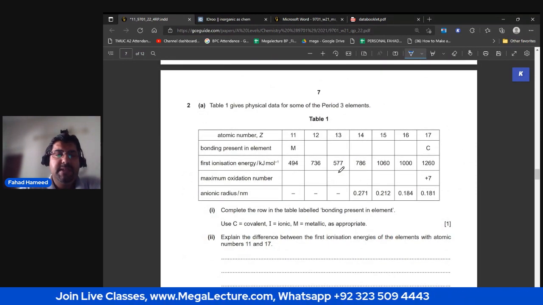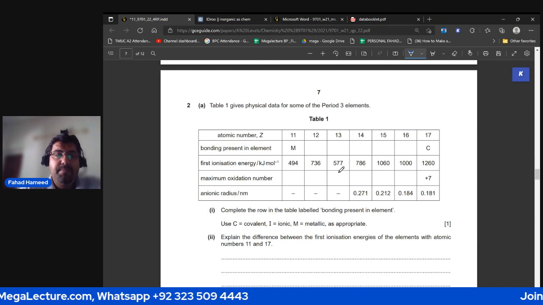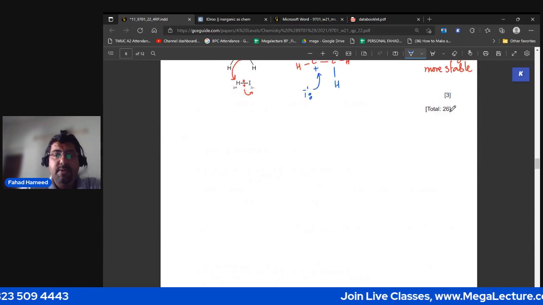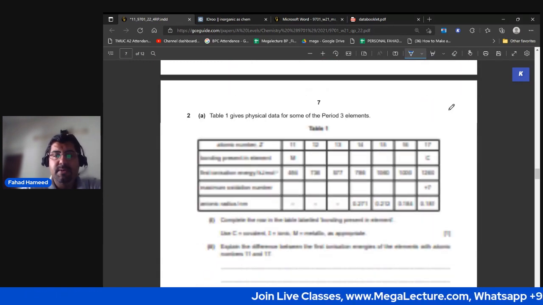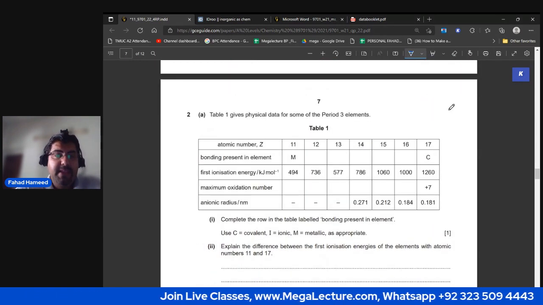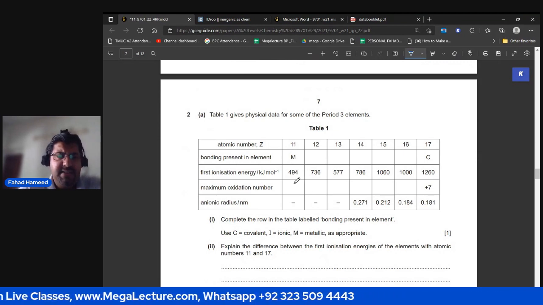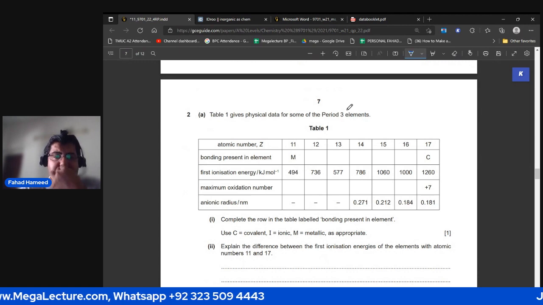The table gives physical data for some of the period 3 elements. The first question was a big question, a 26 mark question, so that's a big question because we're on the seventh page. Now, bonding present in element and the ionization energy and the oxidation number. So I think it's all about period 3 elements.